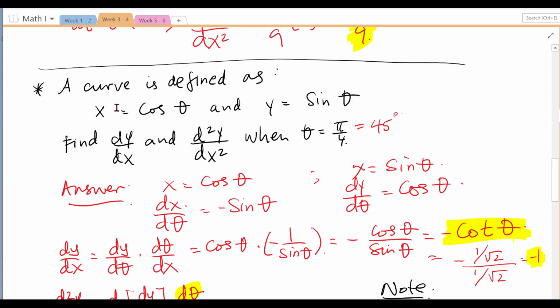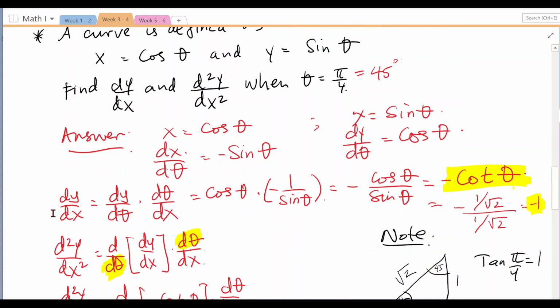So we have the information x equals cos theta, so we can take the derivative of x with respect to theta, dx/d theta. The derivative of cos is a negative sign, so we get negative sine theta for the first derivative of x with respect to theta. And we have y equals sine theta, and therefore we can take the derivative of y with respect to theta, and the derivative of sine theta is cos theta.